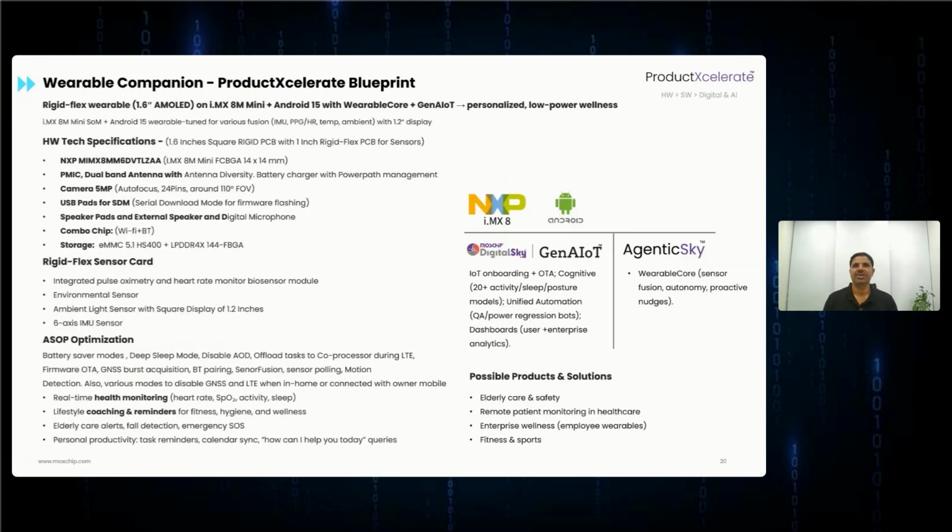So let me walk you through one of the important blueprints which we designed at MosChip for the wearable segment. The wearable companion blueprint demonstrates how a unified hardware and AI stack can accelerate the development of compact, intelligent wearables. It's built around a rigid flex board combining a 1.2-inch AMOLED display on the NXP's i.MX8M Mini SoC with an Android 15 build optimized for wearable fusion.